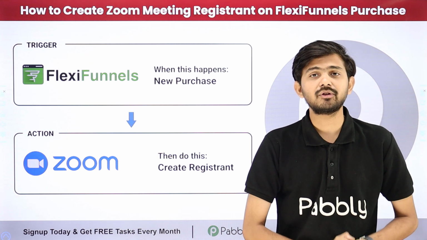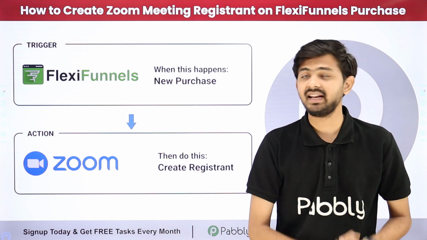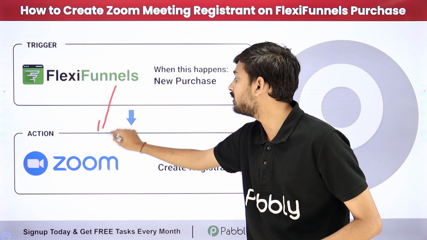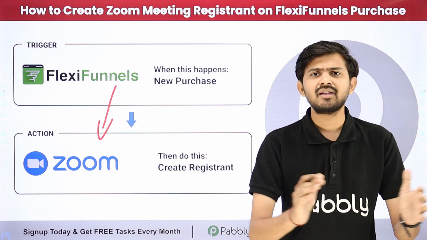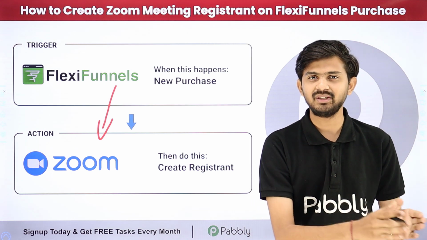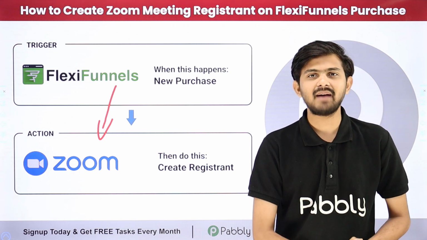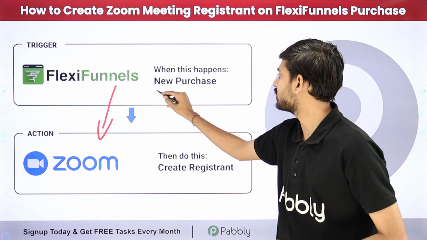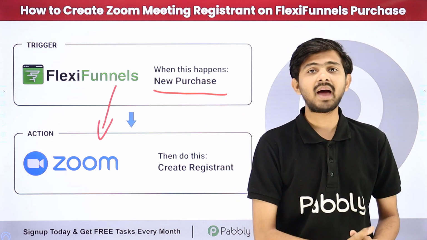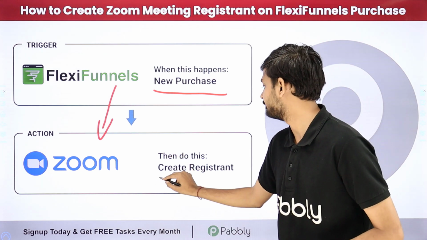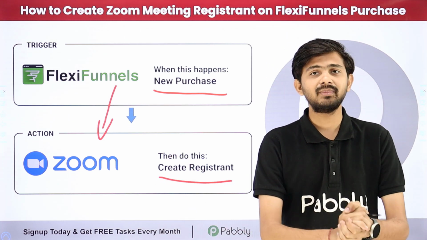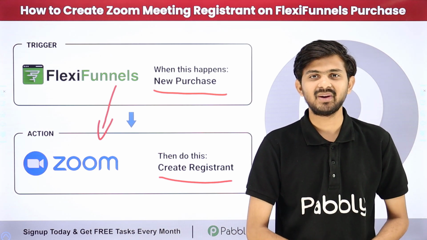So here I want to do this automatically, and for that I need to build a connection between FlexiFunnels and Zoom. So for building this connection, I'm going to use Pabbly Connect. Pabbly Connect is an amazing software for automation and integration. Now with Pabbly Connect, whenever I receive a new purchase through FlexiFunnels, then automatically I will create a new registrant in my Zoom meeting. So how am I going to build this connection? For that, let me take you to my computer screen.